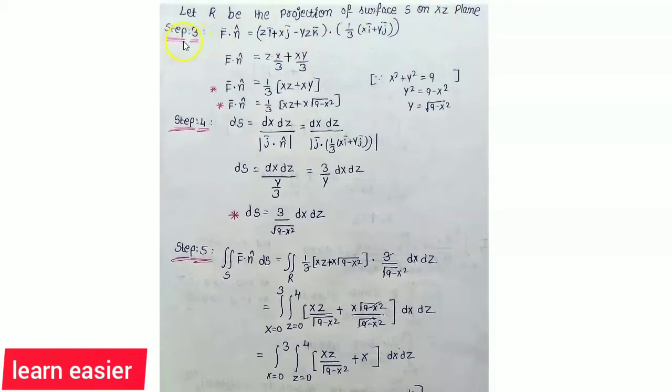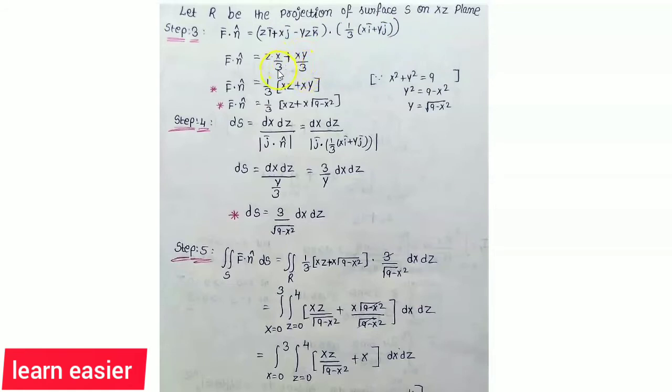Now let's find step 3. So step 3 is what? F bar dot n cap. So f bar is z i bar plus x j bar minus yz k bar, dot n cap, which is 1 by 3 into (x i bar plus y j bar). Let's multiply only the coefficients of i bar and j bar, because in the dot product i bar dot i bar is 1 and j bar dot j bar is 1. The coefficient of i bar is z, and here it is x by 3, so z into x by 3 is zx by 3. The coefficient of j bar is x, and here it is y by 3, so x into y by 3 is xy by 3.